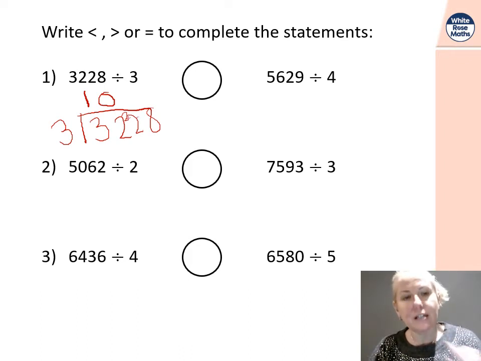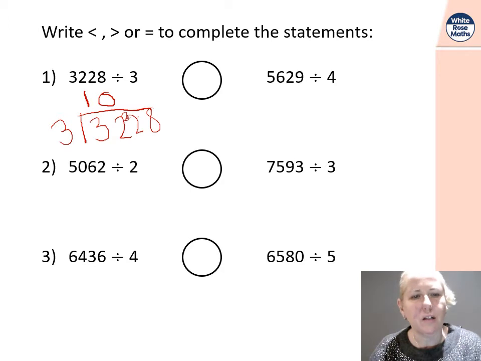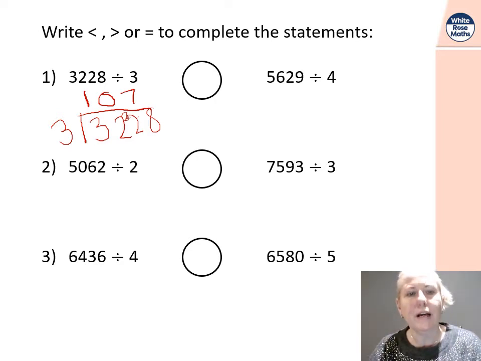3, 6, 9, 12, 15, 18, 21. Yes, 7. So I can make 7. Oh, that took me to 21, and I've got 22 here, so I've got 1 to carry across, haven't I? And then I've got 18. How many groups of 3 can I make from 18? I can make 6. So that's my number on that side.